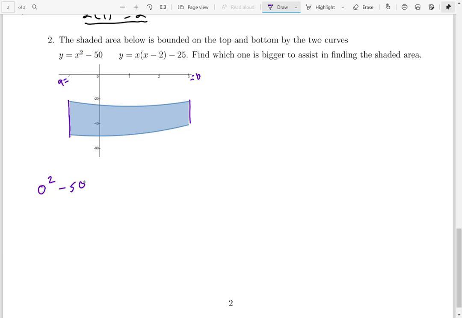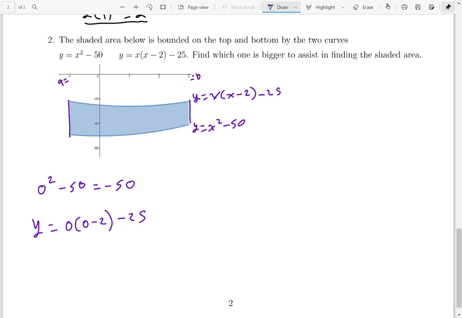0 squared minus 50. Well, that's going to give us -50. And so if that's correct, then this bottom one is y is equal to x squared minus 50. But let's continue this confirmation. Then y is going to be equal to 0 times 0 minus 2 minus 25, but 0 times any number is 0. 0 minus 25 is minus 25, and this does line up. And so our top one is y is equal to x times x minus 2 minus 25, and our bottom one is x squared minus 50.